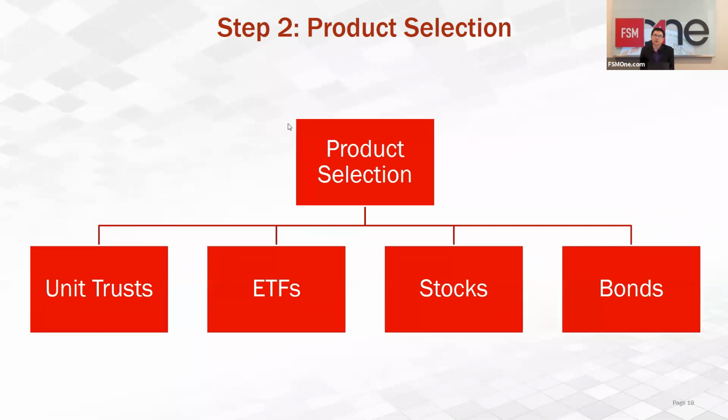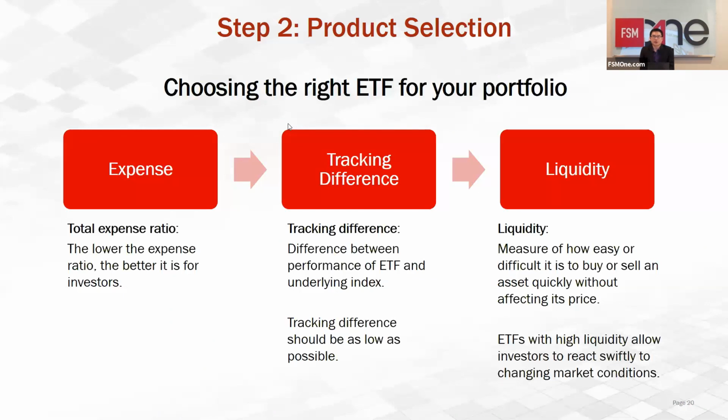Now, there are quite a number of products that you can choose from. So you can choose from unit trusts, ETFs, stocks, bonds as well. But for today's seminar, I'll just be using ETFs to illustrate this entire process. So how can you choose the right ETF for a portfolio? Generally speaking, the job of ETFs is really to replicate the performance of the underlying index that they are tracking.